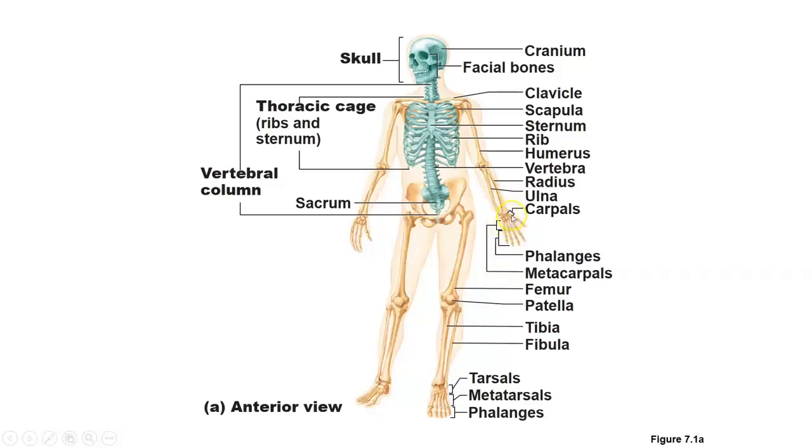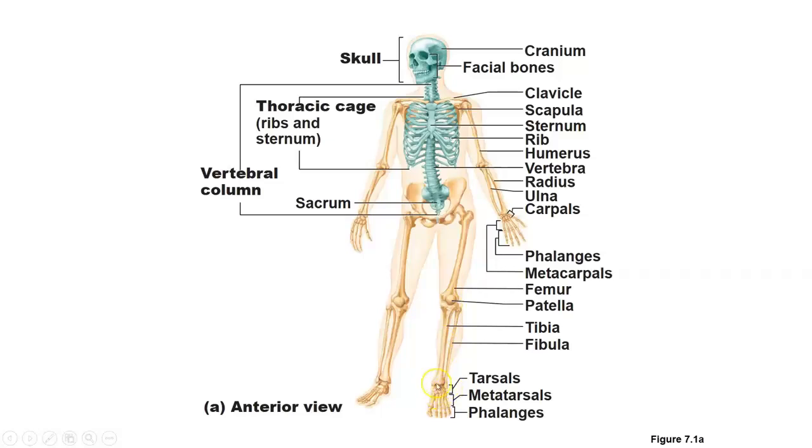The carpals are 8 bones in the wrist or upper hand. There are also metacarpal bones and phalanges, which are the finger bones. Here are the coxal bones, one on each side, attached to the sacrum. This is the femur or thigh bone, the patella, the tibia, and fibula. You can remember little fib, that's going to be on the lateral side, while tibia is on the medial side.